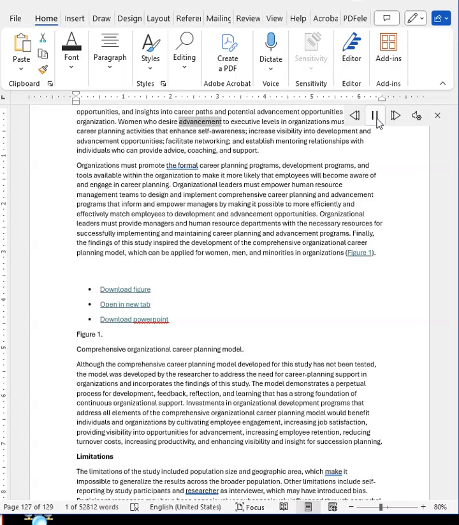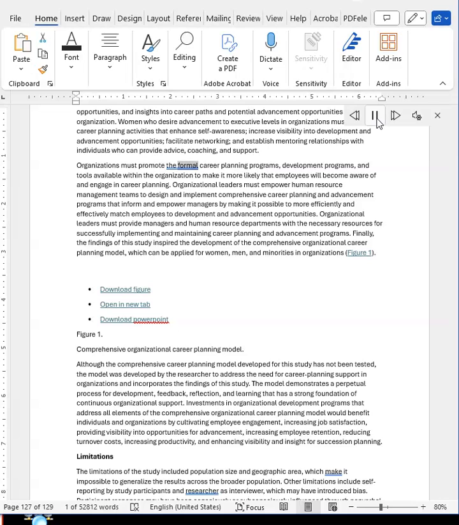Women who desire advancement to executive levels in organizations must engage in career planning activities that enhance self-awareness, increase visibility into development and advancement opportunities, facilitate networking, and establish mentoring relationships with individuals who can provide advice, coaching, and support.